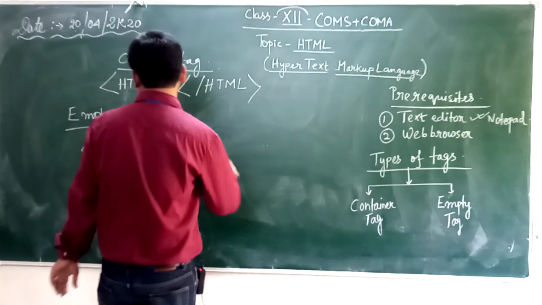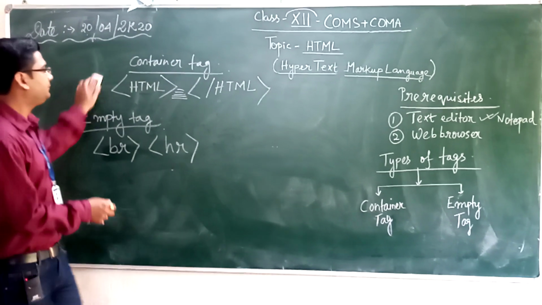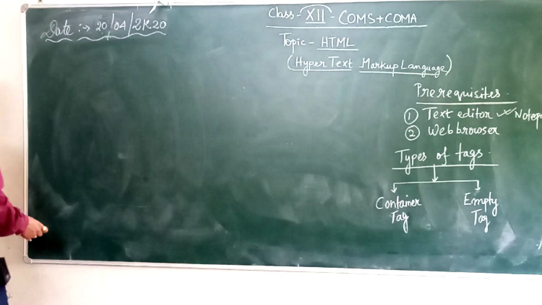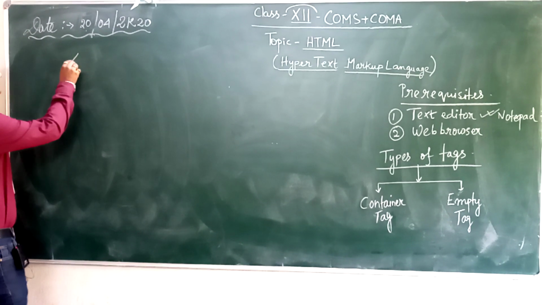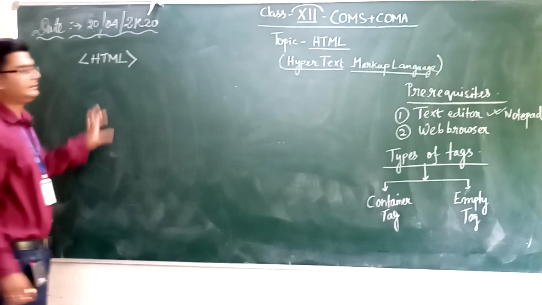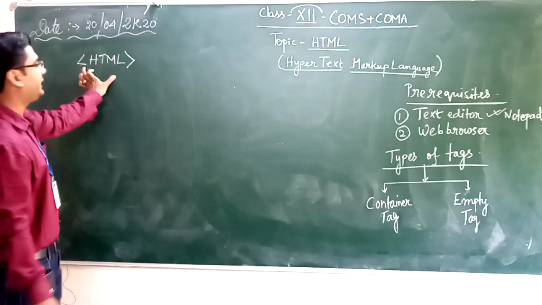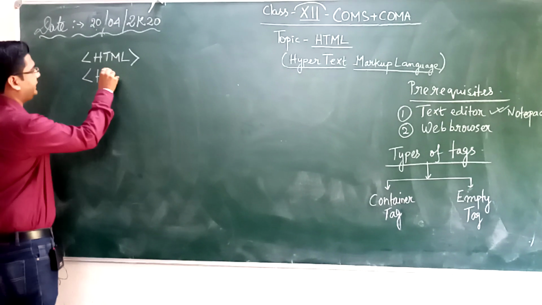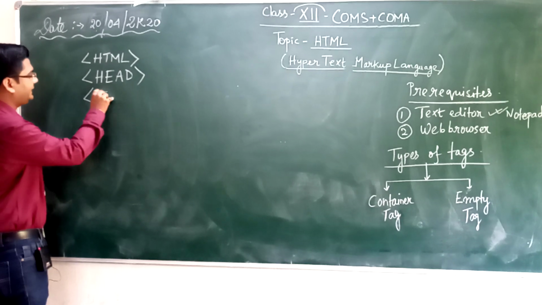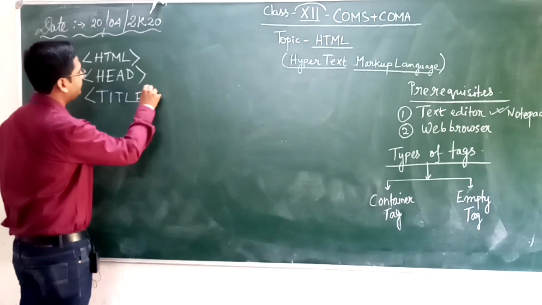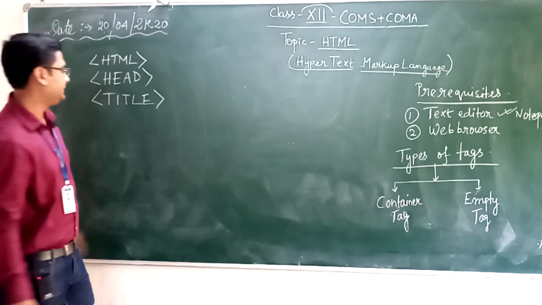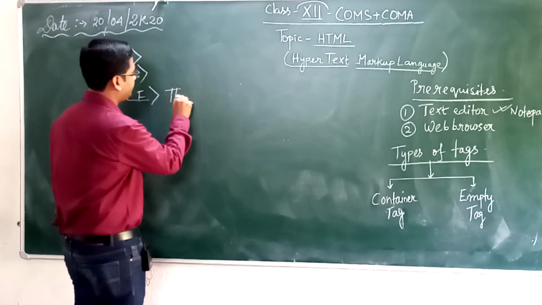Now I will show you a simple code to make a web page. The first thing is you have to write HTML. This is what we are writing in Notepad. Next, coming to head. Next comes the title tag. If you want to give a title to the web page, you can write the title tag, otherwise it is not necessary. So I am giving the title as: this is my first web page.